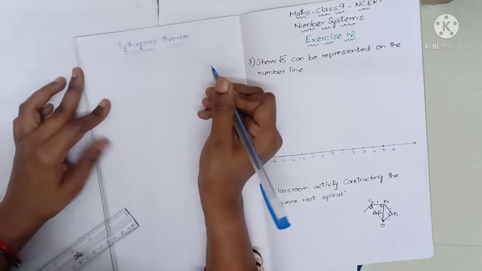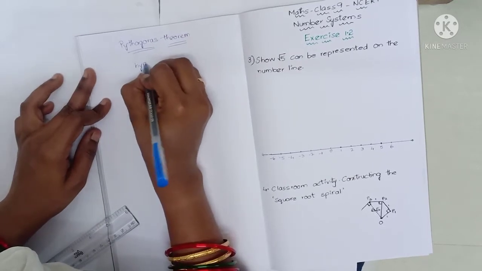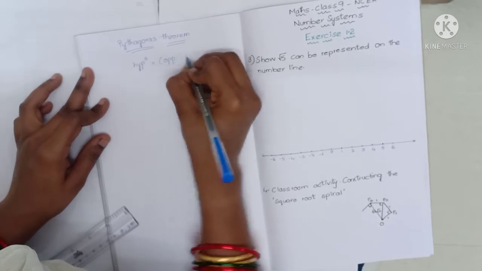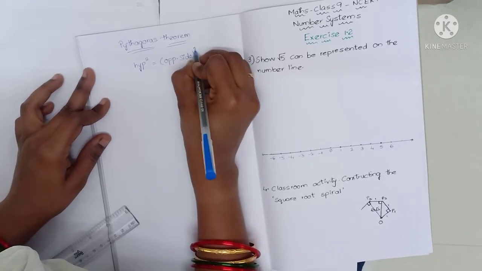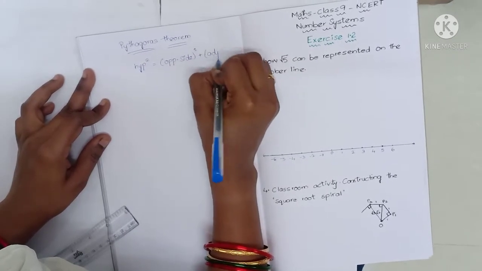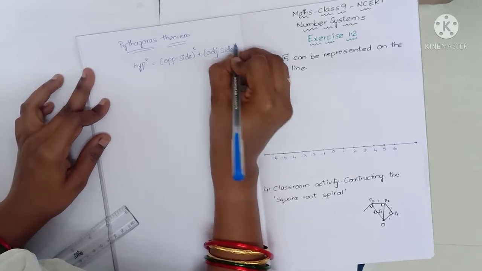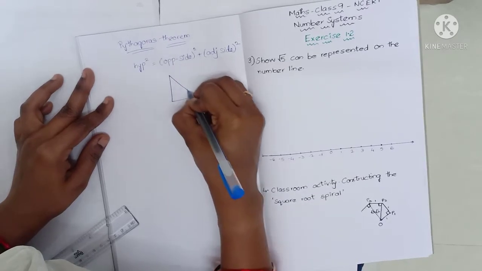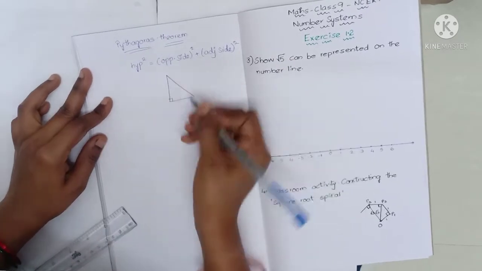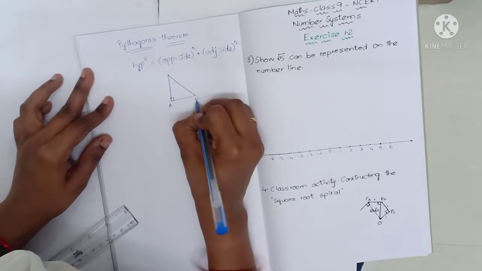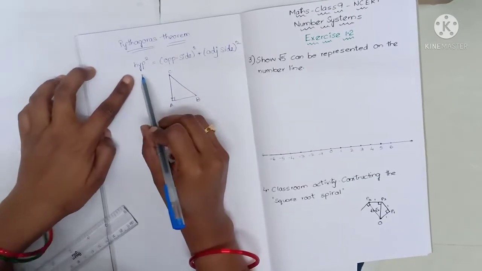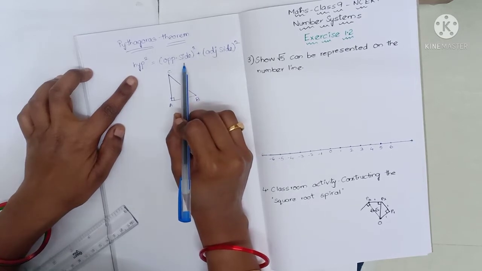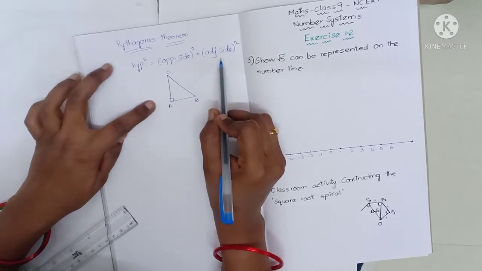What is the Pythagoras theorem, children? The square of the hypotenuse is equal to the sum of the squares of the opposite side and adjacent side. In which triangle does this apply? In a right angle triangle. So, according to the Pythagoras theorem, in a right angle triangle, the square of the hypotenuse is equal to the sum of the squares of the opposite side and adjacent side.